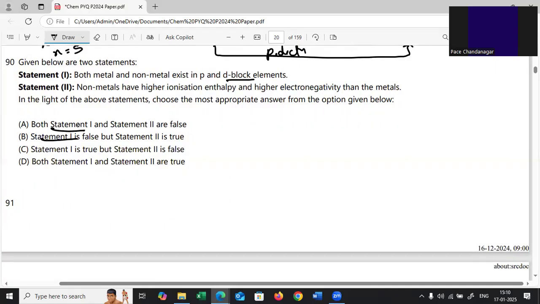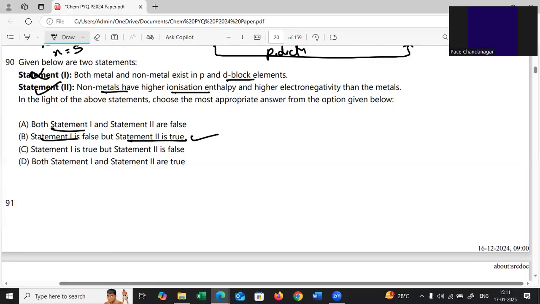Now let us talk about statement 2. Non-metals have higher ionization enthalpy and higher electronegativity. Non-metals higher ionization enthalpy. Is it true? Yes. Metals have lower ionization enthalpy because metals don't need much energy to release electrons as compared to non-metals, right? So this one is right. And higher electronegativity, yes or no? Yes, it is. So statement 2 is true.